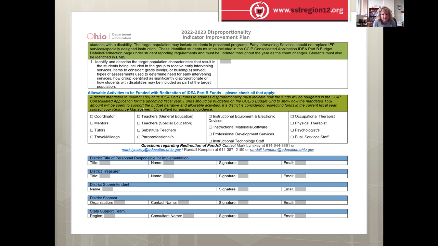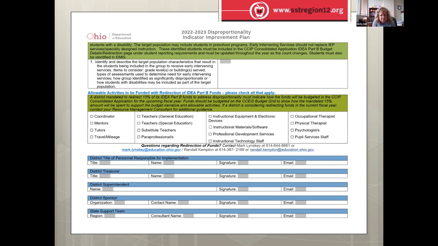And then the next section, allowable activities to be funded with redirection of IDEA Part B funds, you're going to just select where those activities or what outside of the activities those funds could be used for.